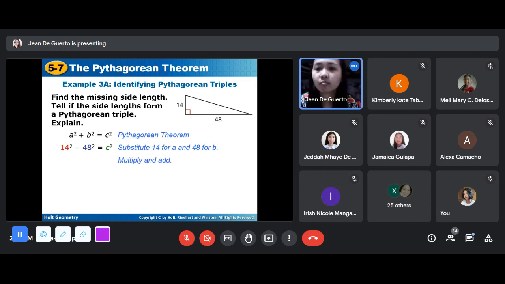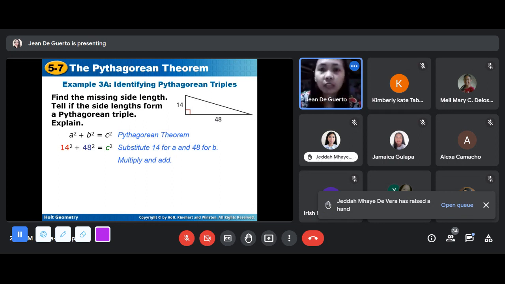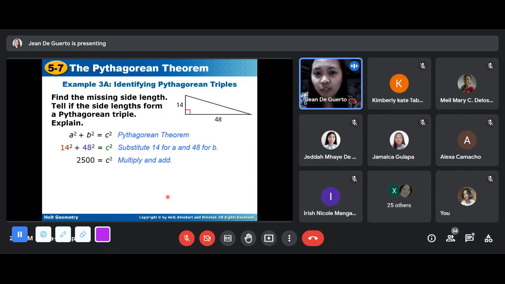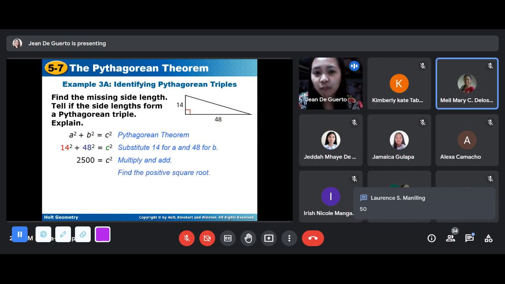Ilan? Yes, Jeda? Ma'am, 2,500. Okay, we have 2,500. Take the square root for us to identify the value of C. 50 po. 50. Okay, so C is equal to 50.